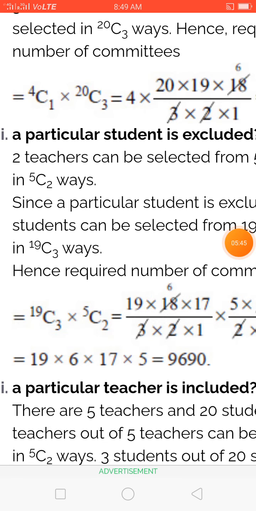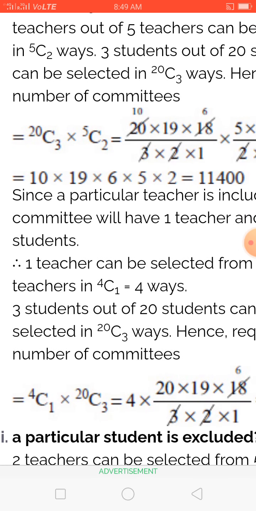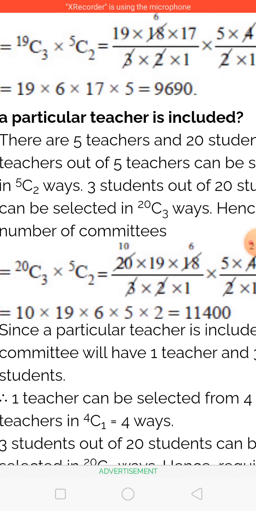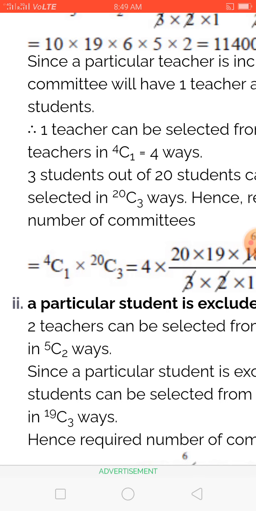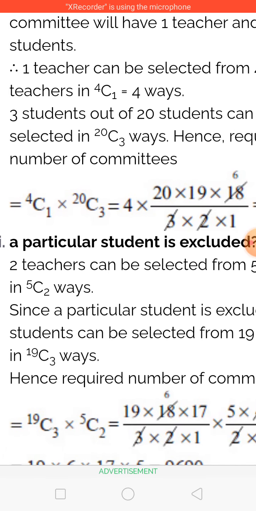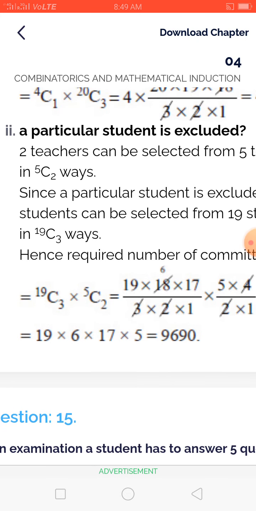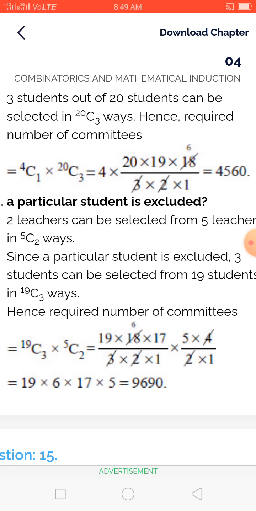Okay, and then a particular teacher, a particular student is excluded. Yeah, there is a condition for the student also. A particular student is excluded, which means what?